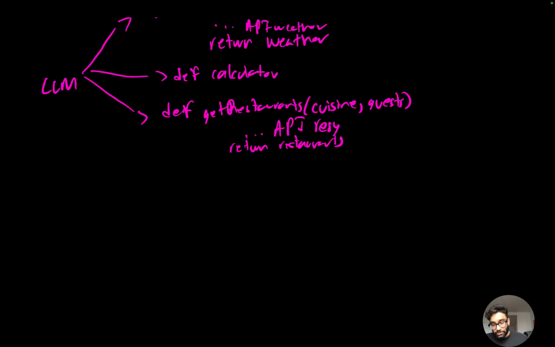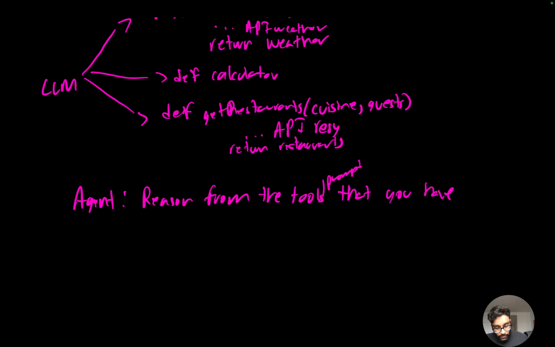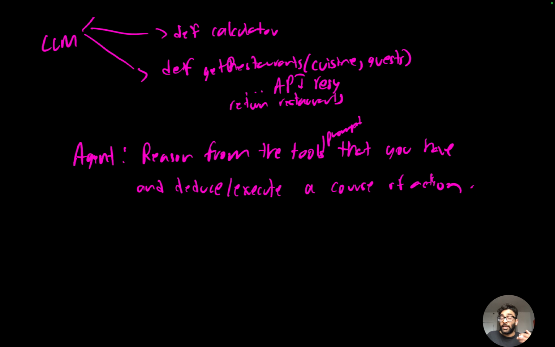So essentially an agent, if I had to describe it at a high level, is going to reason from the tools and the prompt that you have, and deduce slash execute a course of action. So this reasoning, which is very human-like, is introduced into agents via this framework.